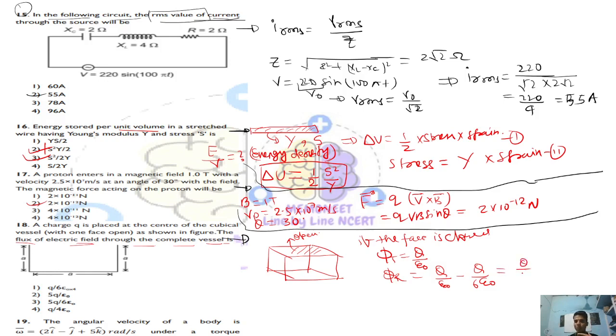And we can solve it out. Q by epsilon naught times 1 minus 1 by 6 will become 5Q by 6 epsilon naught. Means option number third will be the correct answer. This will be the answer.